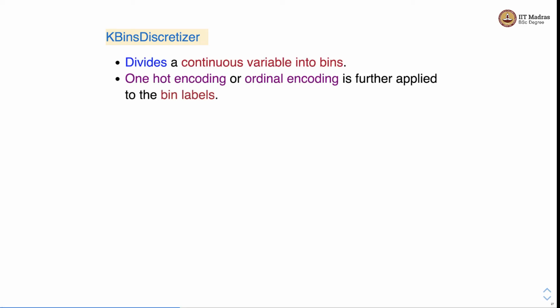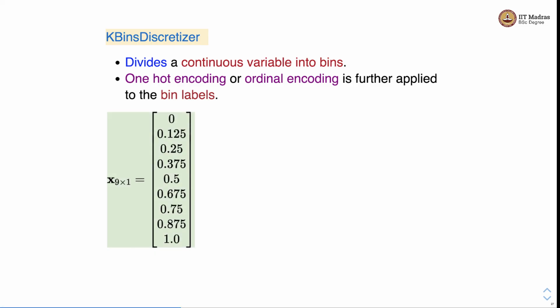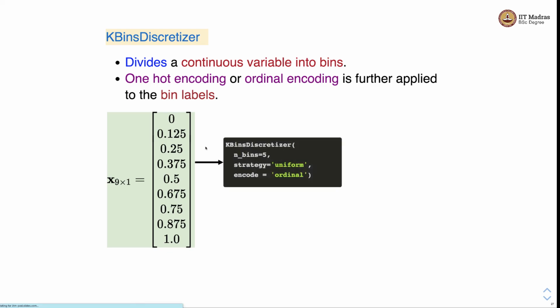Then there is KBinsDiscretizer that divides a continuous variable into bins, and each bin is represented with one hot encoding or with ordinal encoding. Let's look at a concrete example. Let's say we have a feature matrix with 9 samples and one feature, and these are the values of that feature for each of the samples. Let's say we decide to use KBinsDiscretizer with number of bins equal to 5. We want to split these bins uniformly and we want to use, let's say, ordinal encoding.